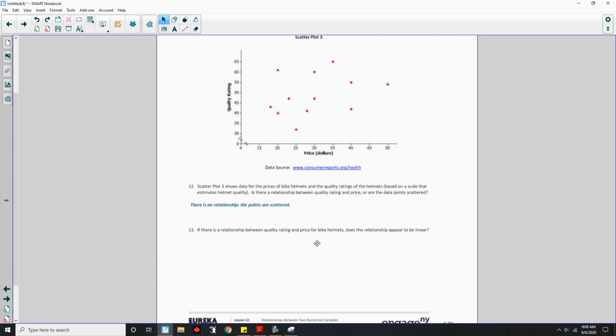Number 13, if there is a relationship between quality rating and price for bike helmets, does the relationship appear to be linear? Well, there isn't a relationship, so we wouldn't even consider the linearity. So in words, I would say, because there does not appear to be a relationship between quality rating and price, it does not make sense to say the relationship is either linear or not linear. If there isn't a relationship, then it doesn't have any specific shape.